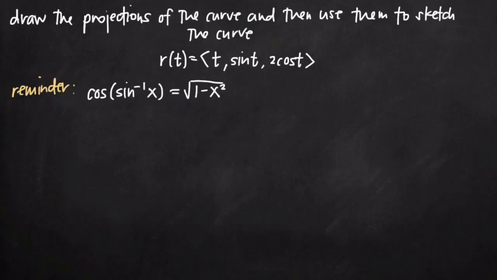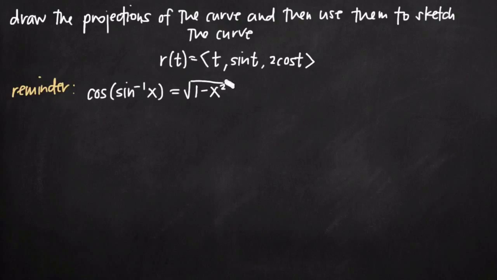Today we're going to be talking about how to draw the projections of the curve and then use those projections to sketch the curve. In this particular problem, we've been given the vector equation r of t, where r is the vector and t is the parameter. So r is defined in terms of the parameter t.